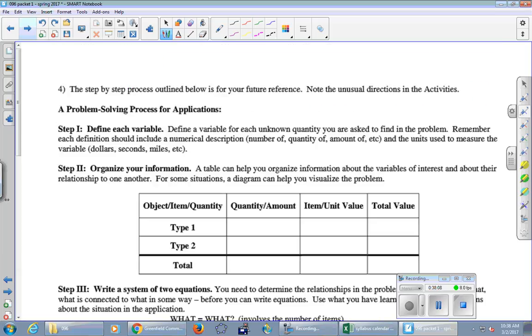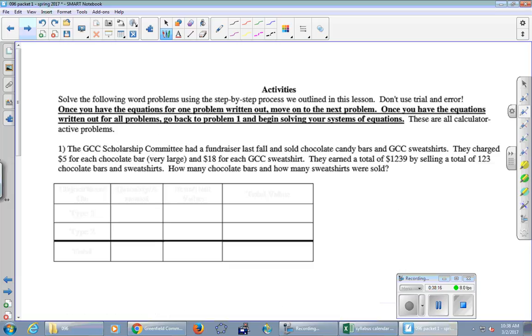So the directions are a little bit unusual. There's a step-by-step guide here you can take a look at later. That's just there for your reference. But the directions here for the activities are unusual. Normally you would just do the first problem until you completed it, and then you would do the second problem. That is not what I want you to do here. What I want you to do is just write the equations. Just write the equations, and then move on to the next problem.